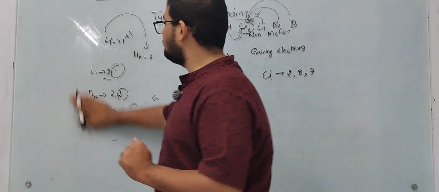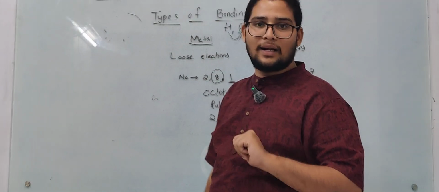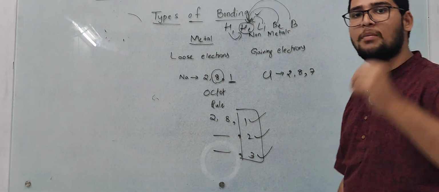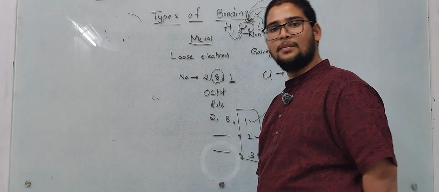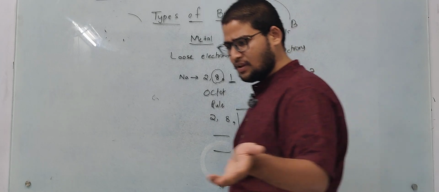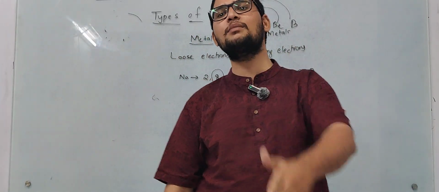That is why we say metals will always lose electrons to become stable. In the same way, non-metals will always gain electrons to become stable. Either it might be a duplet state or an octet state, we are not thinking much about it. Every atom will struggle to become stable.